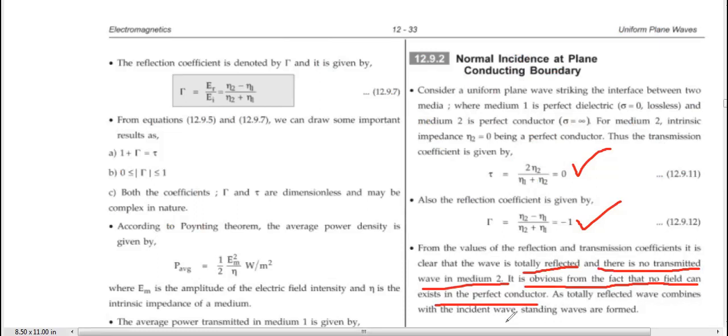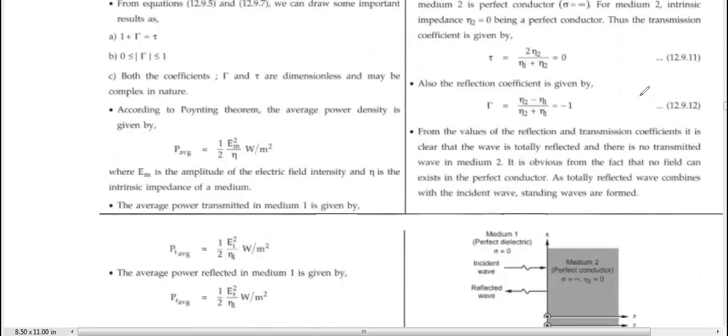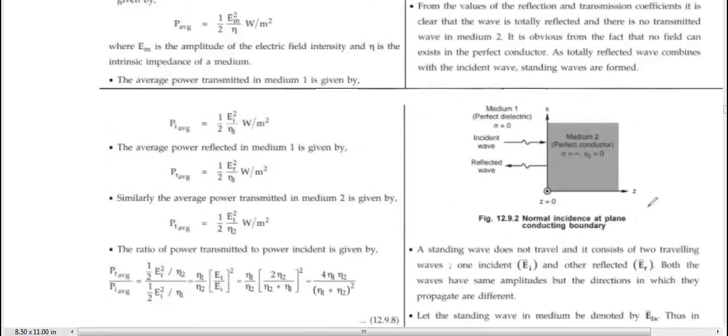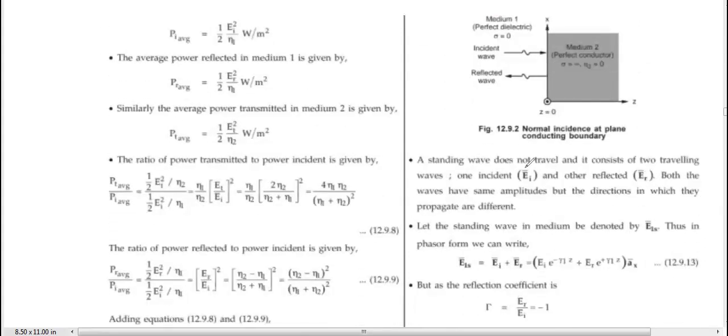As the totally reflected wave combines with the incident wave, standing waves are formed. There is no transmission, it is totally reflected, and this reflected wave combines with the incident wave, and then we get standing waves. See, there is an incident wave in medium 2, there is no transmission, and it is fully reflected. Normal incidence at a plane conducting boundary. A standing wave does not travel, and it consists of two traveling waves, one incident and another reflected. Both waves have the same amplitude, but the directions in which they propagate are different.